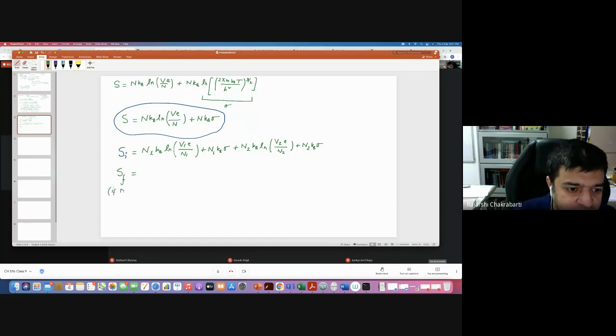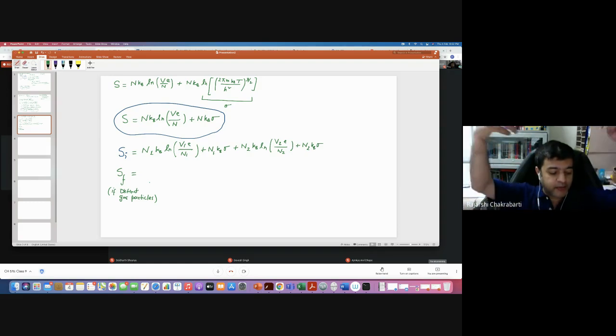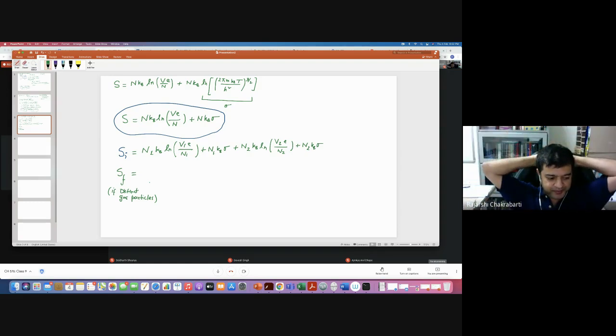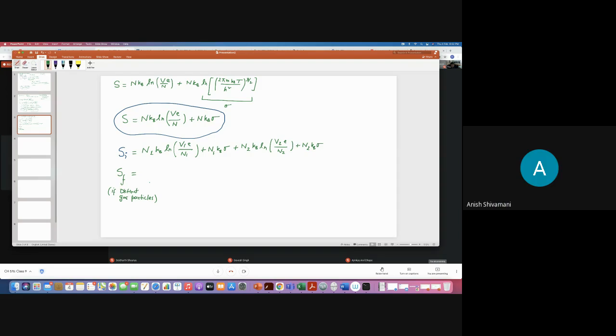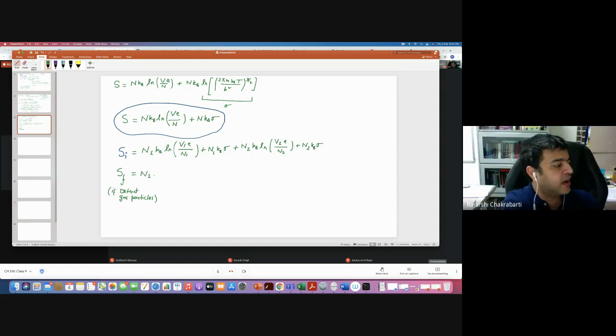If distinct gas particles, then what will be your way to calculate? Even with this corrected formula, I can calculate the way you have calculated earlier. Any suggestion? Then instead of V1 we'll get V1 plus V2. So basically, in that case, I'll say, okay, the particles which were in the first box now can go to the whole box, isn't it? So the available volume is V.